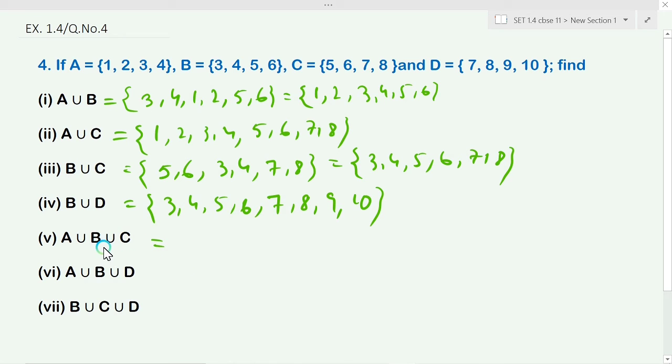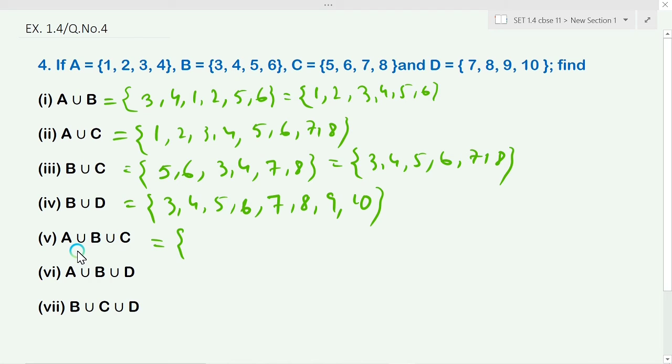Now A union B union C. For the union of three sets, first of all we have to find if there is any common number in A, B and C all together. Is there any common number? No.